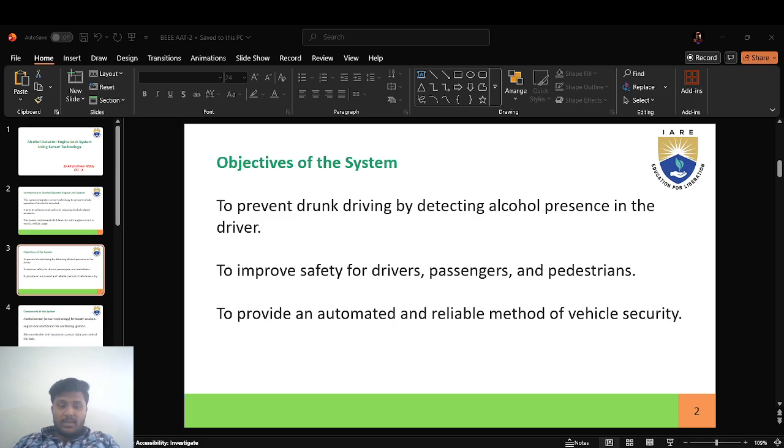To provide an automated and reliable method of vehicle security, the system works automatically without needing any manual checking. It constantly monitors for alcohol and controls the engine on its own. This makes it a trustworthy and smart security feature for vehicles, ensuring safety every time the vehicle is used.